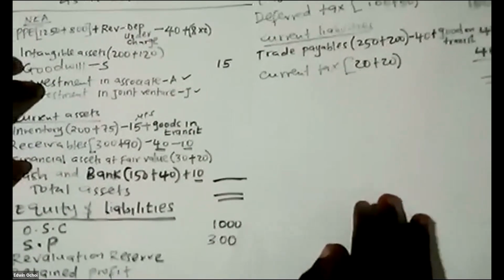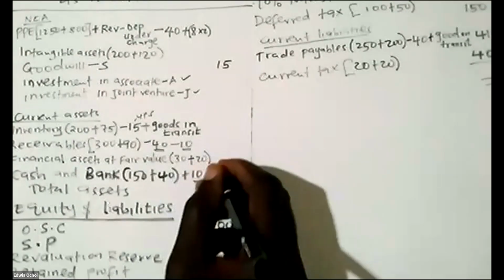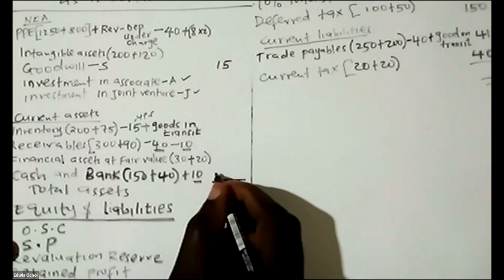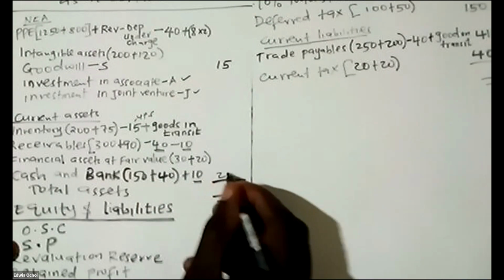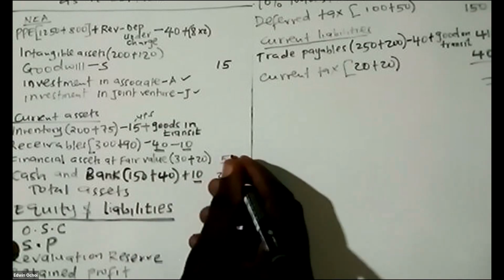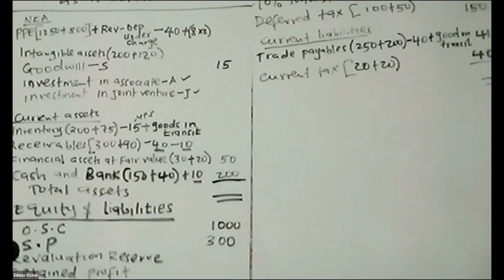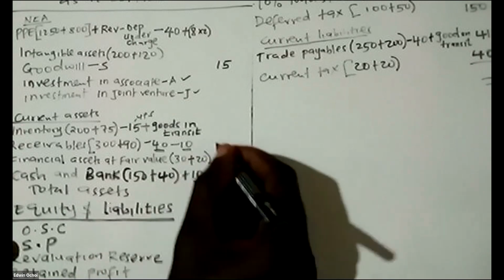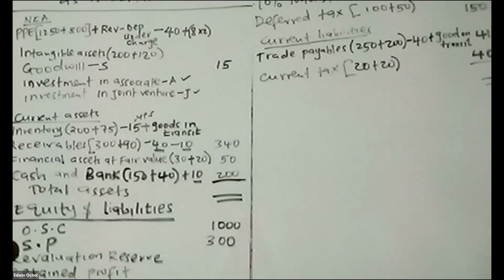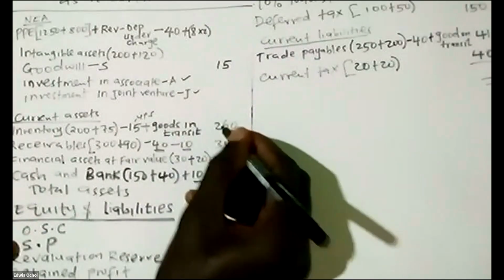So the other items here, they do not require a calculator. 150 for the bank, that is cash and bank. This is 190, 200. Then this is 50. 390 minus 40 minus 10, that is 340. 270 plus 5, that is 275 minus 15. This is 260.